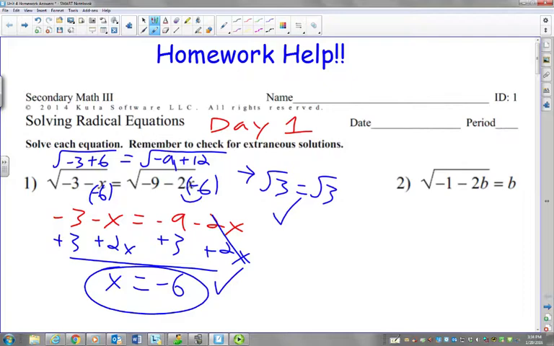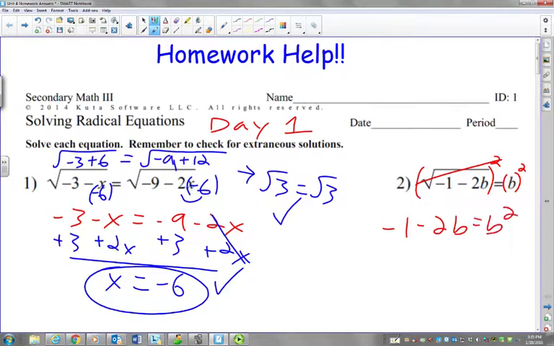Number 2 is another good one to show you. We have a square root on one side and a b on the other. Think of it as x if you want to, or b. We're going to raise both sides to the power of 2, which gets rid of the square root symbol. So we have negative 1 minus 2b equal to b squared.